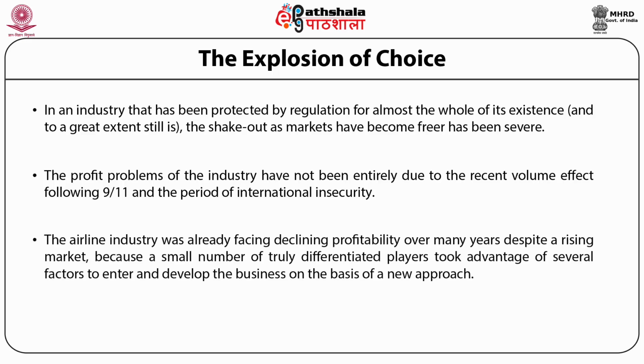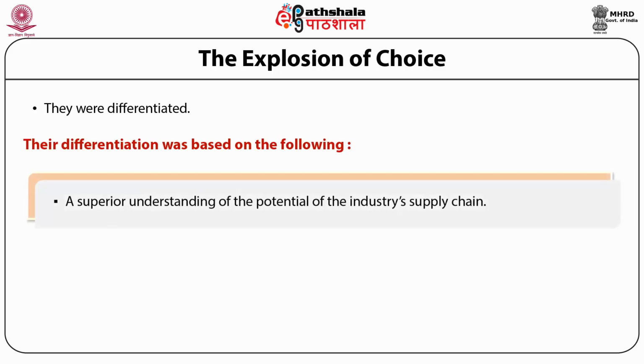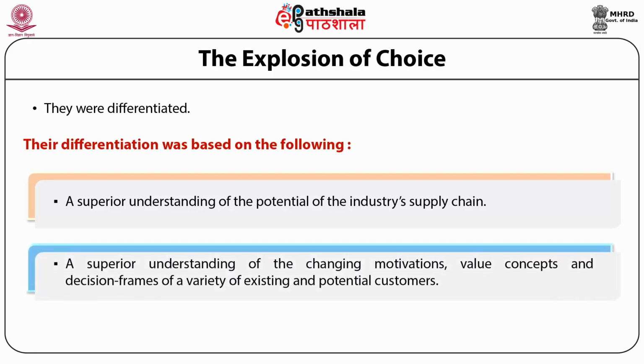The airline industry was already facing declining profitability over many years, despite a rising market, because a small number of truly differentiated players took advantage of several factors to enter and develop the business on the basis of a new approach. They were differentiated, and their differentiation was based on, firstly, a superior understanding of the potential of the industry supply chain, and secondly, a superior understanding of the changing motivations, value concepts, and decision frames of a variety of existing and potential customers.